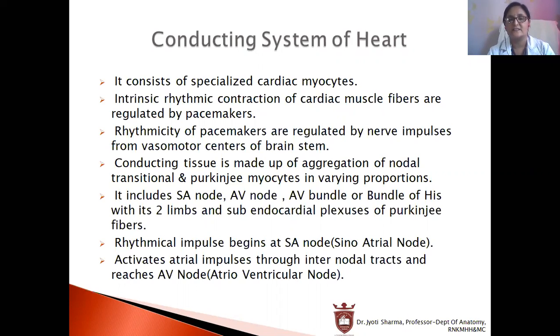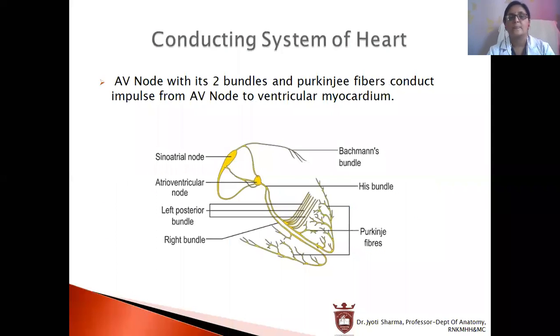It includes SA node, AV node, AV bundle, or bundle of His with its two limbs, and the subendocardial plexus of Purkinje fiber. Rhythmical impulses begin at SA node, that is the sinoatrial node, activate atrial impulses through internodal tract and reach AV node, that is atrioventricular node. AV node with its two bundles and Purkinje fiber conduct impulses from AV node to the ventricular myocardium.